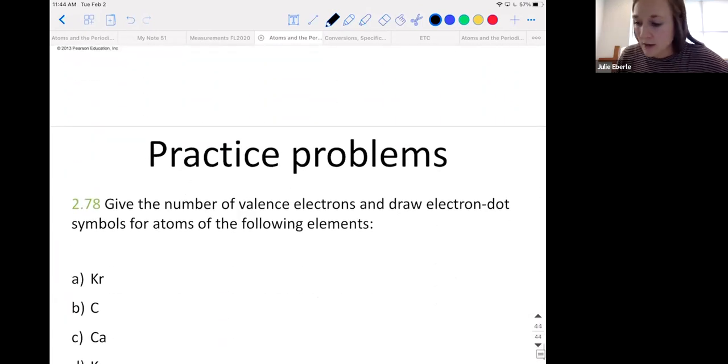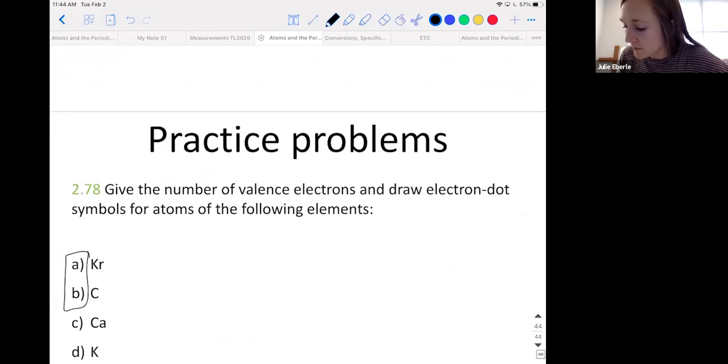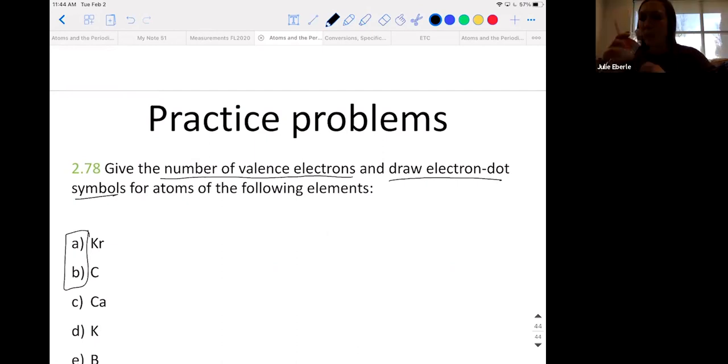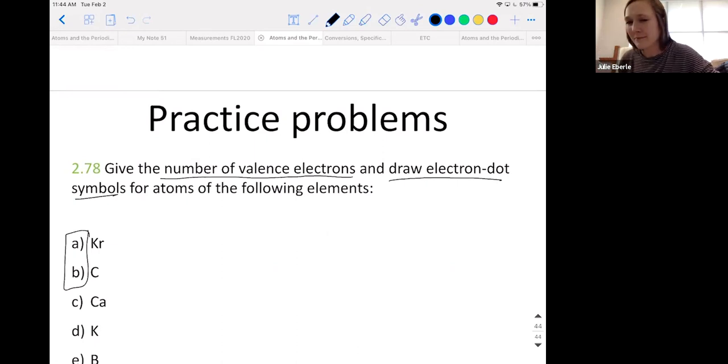Okay, let's write those out. Let's just do these first two, A and B. So I have these elements. I want you to give the number of valence electrons and draw the electron dot symbol for these top 2 elements, Kr, and then C is carbon. So go find how many valence electrons they have, write that out, and then draw the dot symbol for that. Dot symbol, by the way, dot structure, same terminology.